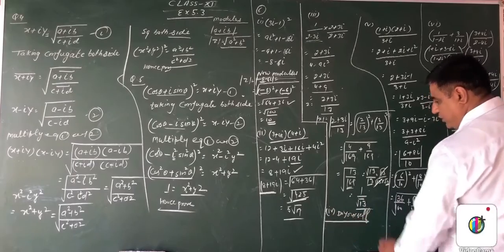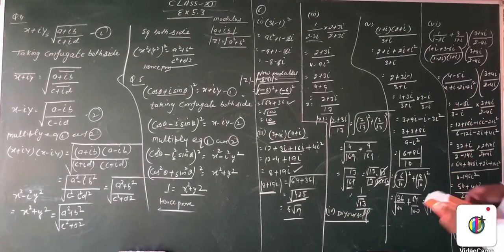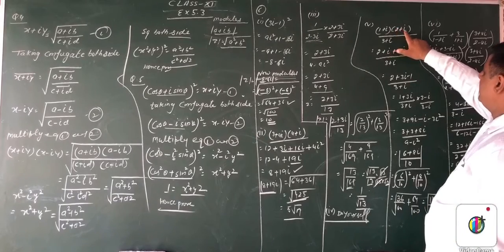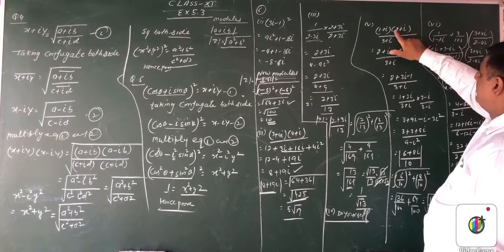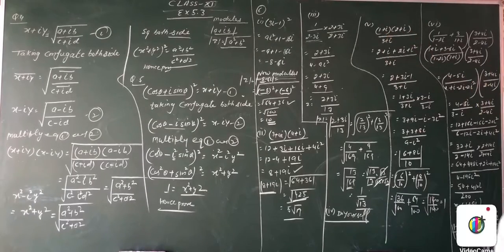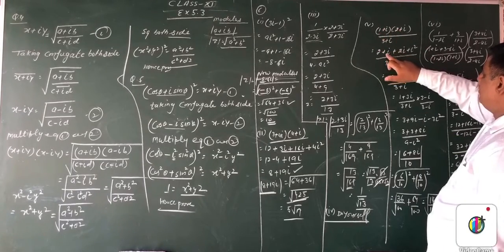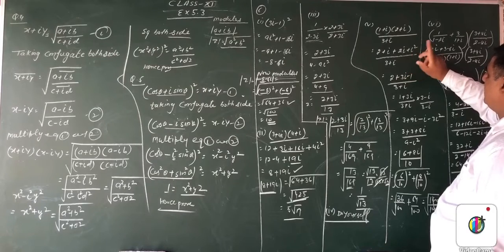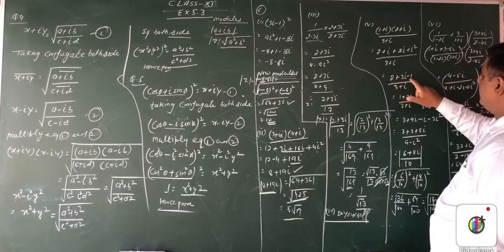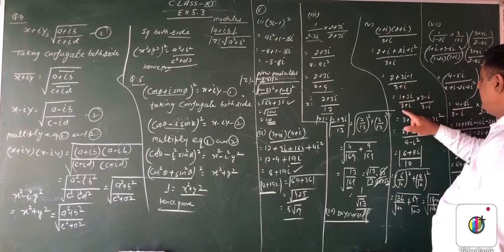Part number 4 do yourself. In the fifth part, it is given 1 plus iota into 2 plus iota, divided by 3 plus iota. So first we multiply both these terms, 1 plus iota into 2 plus iota. We multiply 1 by both terms, we get 2 plus iota, then iota multiply 2 iota plus iota square. Put the value of iota square as minus 1: 2 minus 1 plus 2 iota plus iota is 3 iota. 2 minus 1 is 1, plus 3 iota, divided by 3 plus iota.